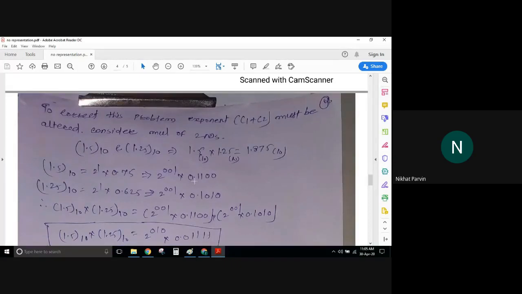It's 1.5 in floating point representation, 1.25 also in floating point representation. So what that rule says, your mantissa should get multiplied and your exponent should get added. So here, what is this? 2 power 001, 2 power 001. That means m1 into m2: 0.1010 into 0.1100, close the bracket, 2 to the power c1 plus c2. This is 1, this is 1. 001 plus 001 is 010, right? So 2 to the power 010, and multiply these two, you will get this answer.